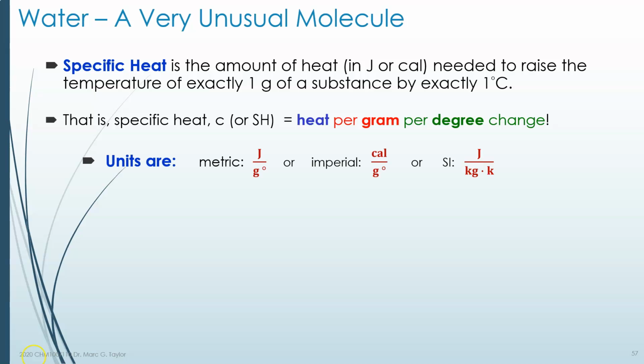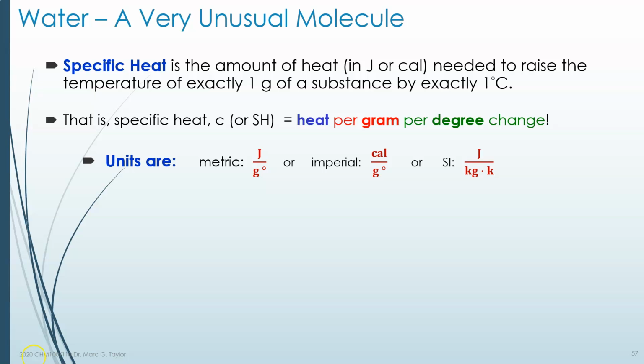So as a result, the units reflect this. The units in the metric system would be joules per gram degree or degree gram, because it's heat per gram per degree. The per for each of those puts it in the denominator. The imperial system, when we used calories, the specific heat version of that would be calories per degree gram, because calories is our unit of heat in the imperial system. And in the SI system, it's still joules, but instead of grams, they use kilograms.